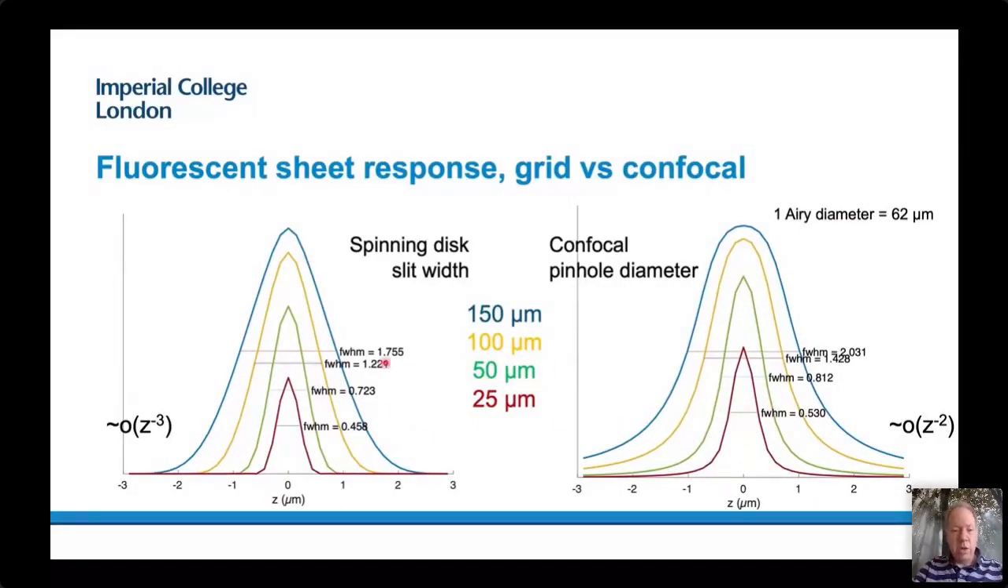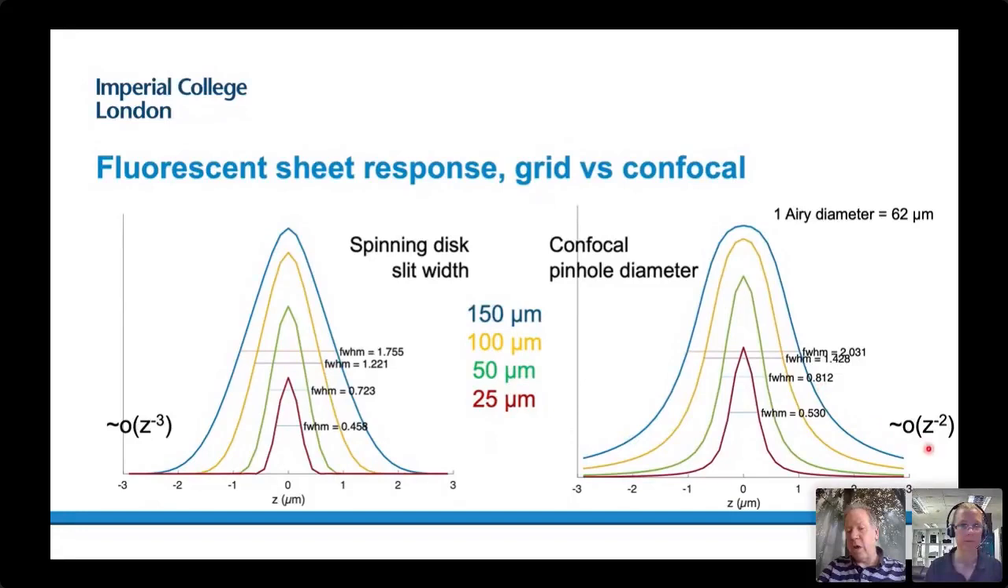You might even argue that perhaps the grid response is better. One way you can look at that is to say, how quickly do these tails attenuate? For a confocal, that only goes of the order of Z to the -2. So this is an interesting result of that sheet sectioning response, whereas it goes of the order of Z to the -3 for the spinning disk system.